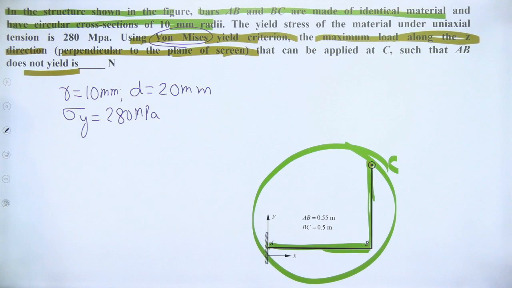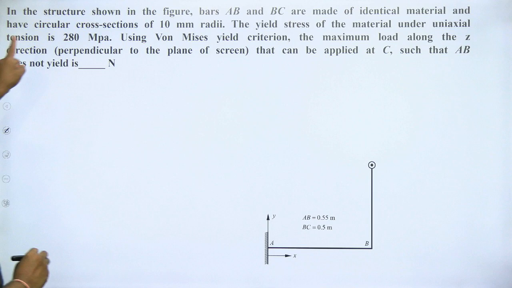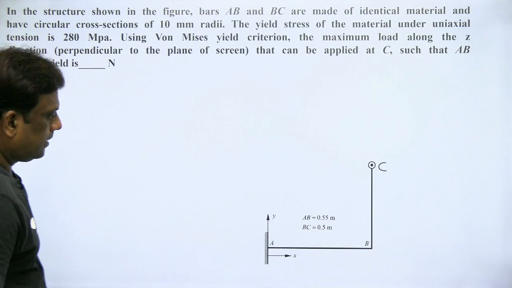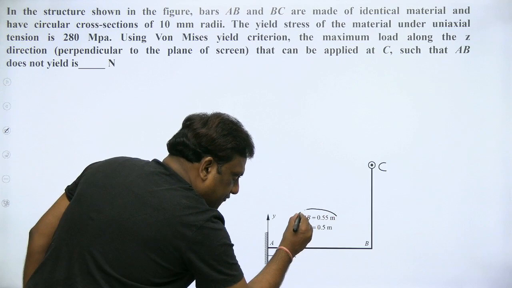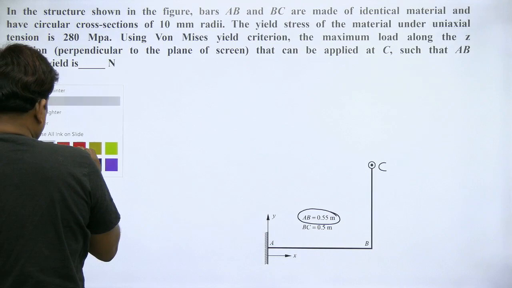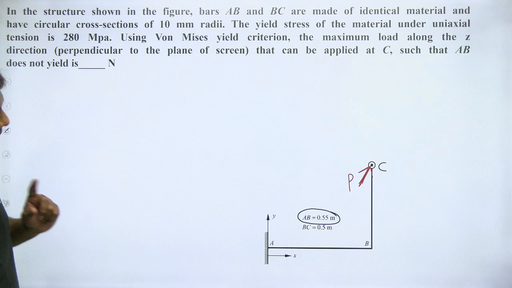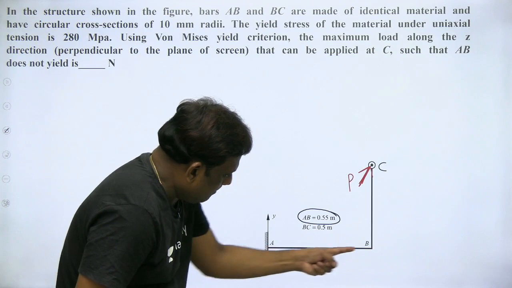This is a wonderful question, my dear students. This is our C. The lengths are given. AB has a length of 0.55 meter or 550 mm. BC has a length of 0.5 meter, that is 500 mm. We are applying a load actually like this. Let the load be P. Now he is asking, no failure of this member AB.